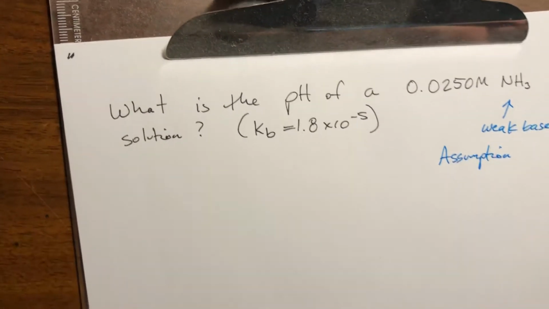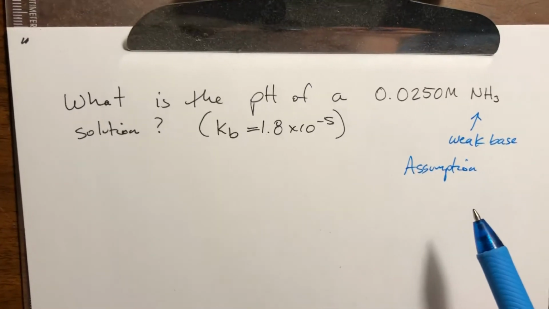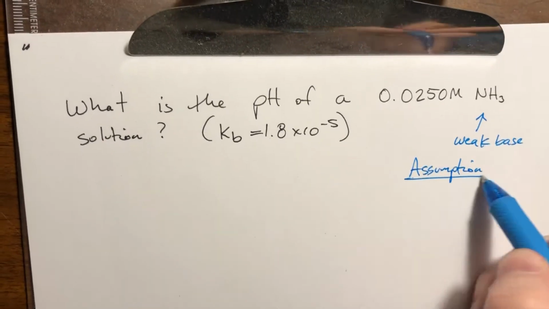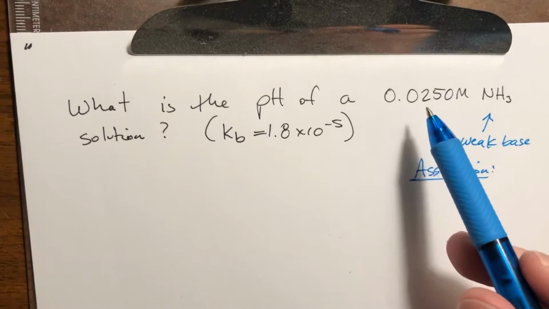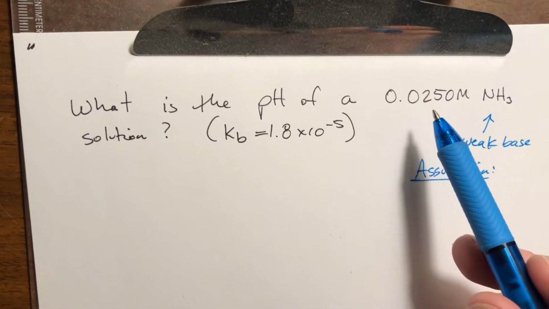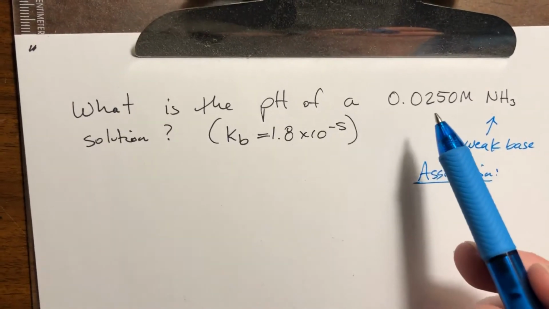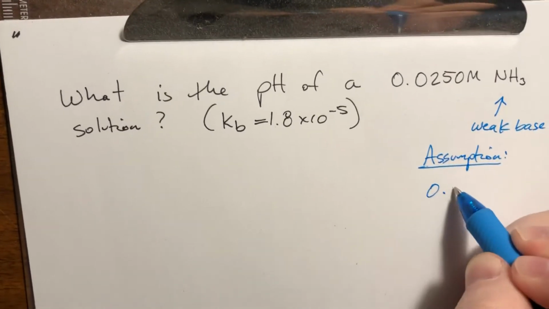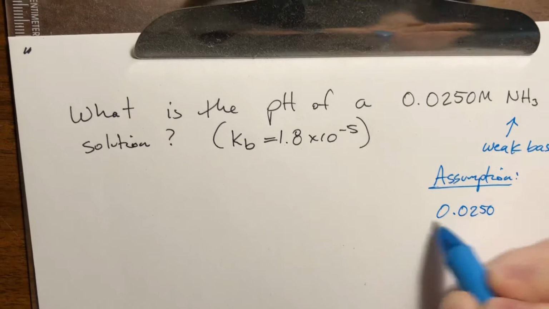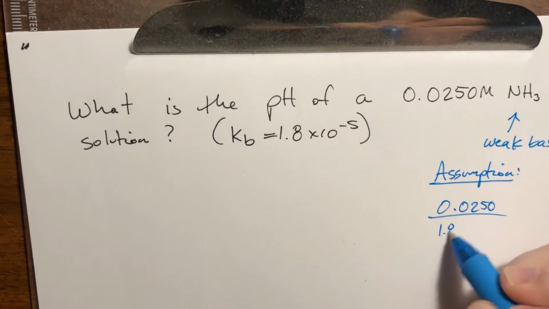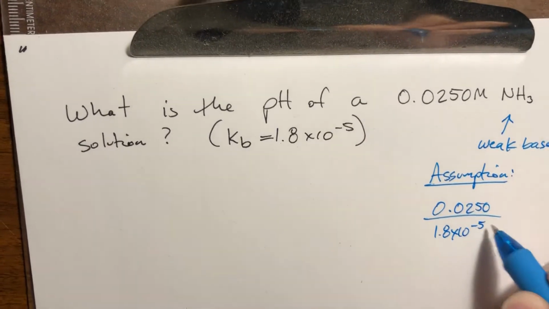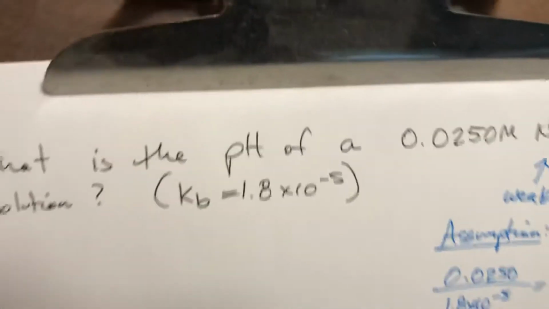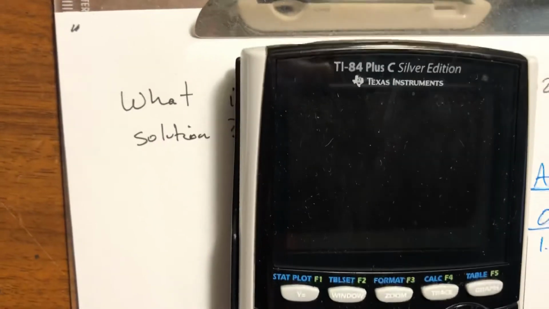With acids, it was the molarity of the acid divided by Ka needed to be bigger than 100. It's completely analogous for bases. The concentration of the base divided by Kb needs to be bigger than 100. So plug this in, see what happens.